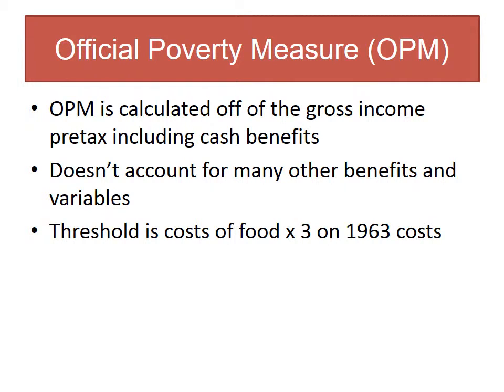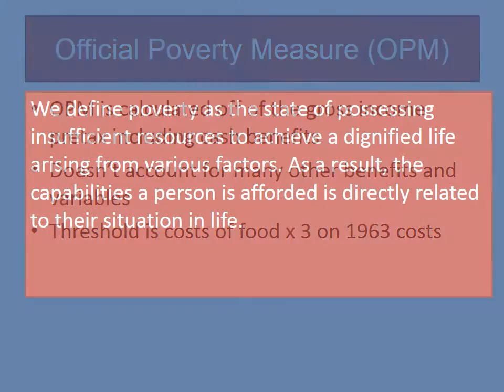Originally, the OPM was derived from U.S. Department of Agriculture food budgets designed for families under economic stress and data about what portion of their income families spent on food. So, the threshold for income is the cost of food multiplied by 3 at the prices that food cost in 1963. Essentially, the Census Bureau defines poverty.